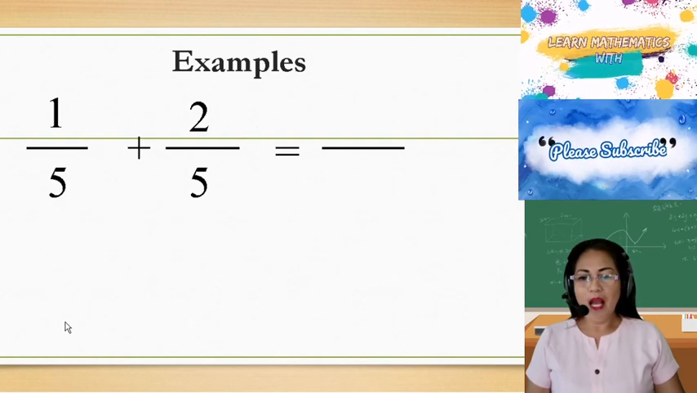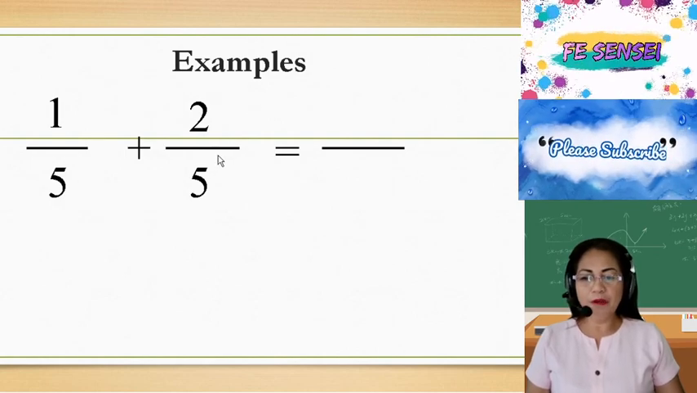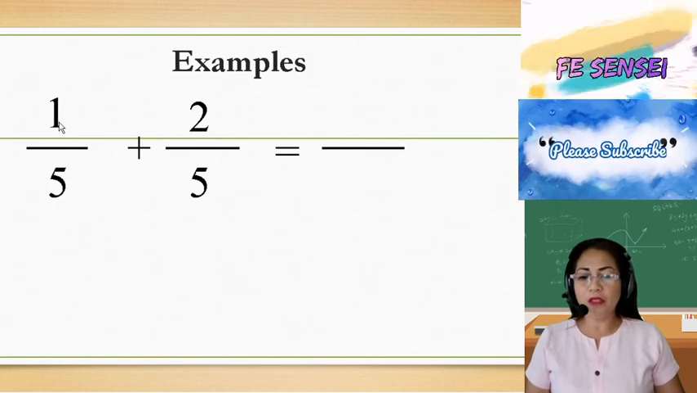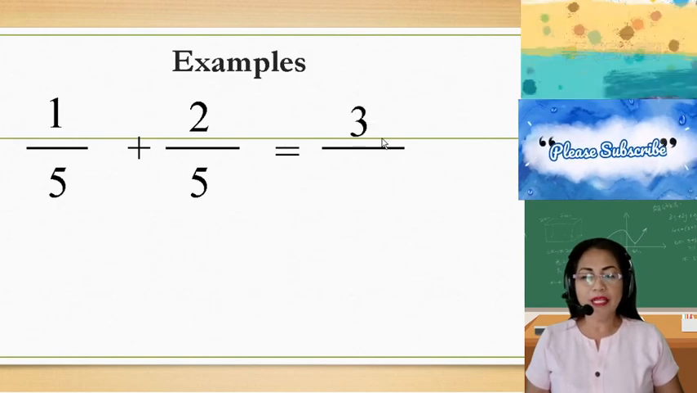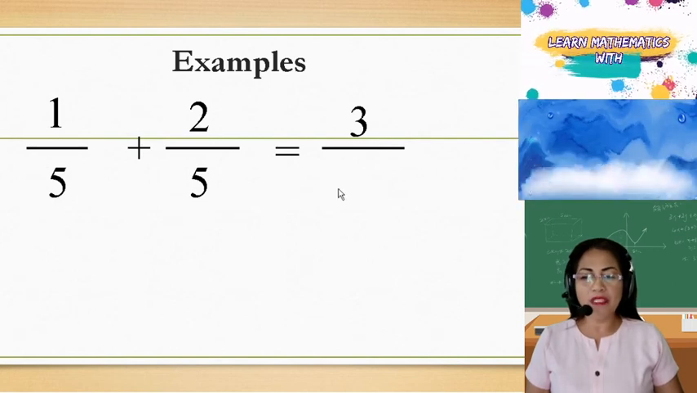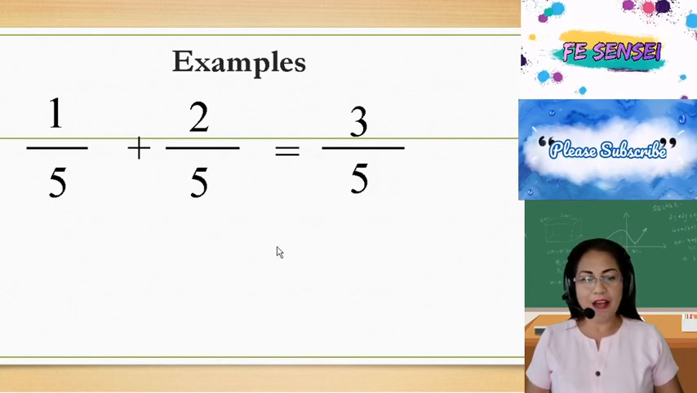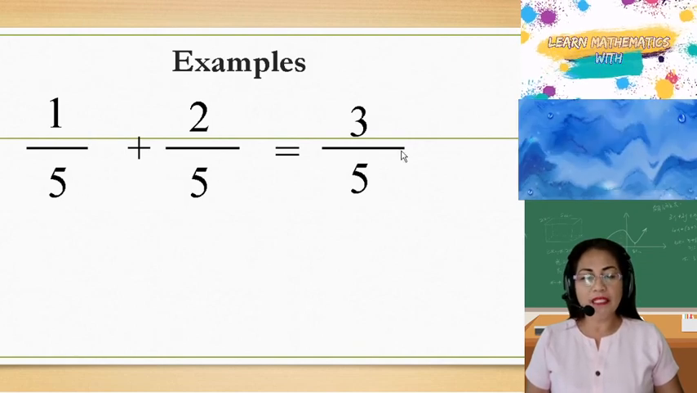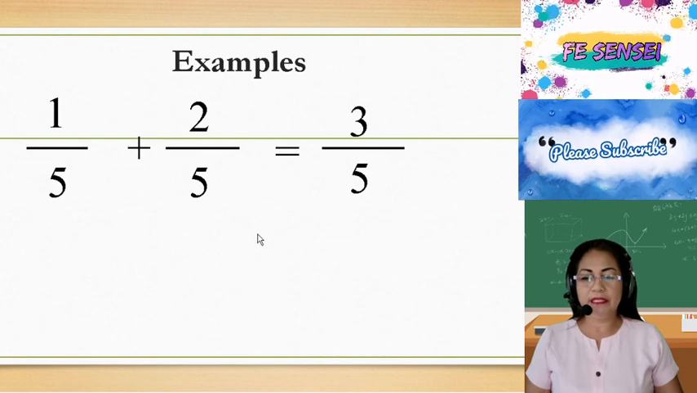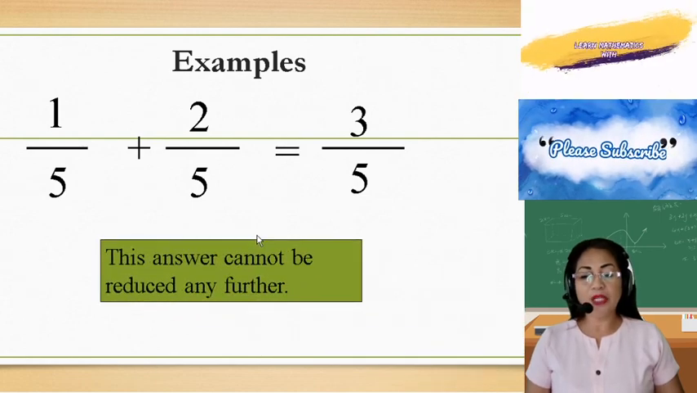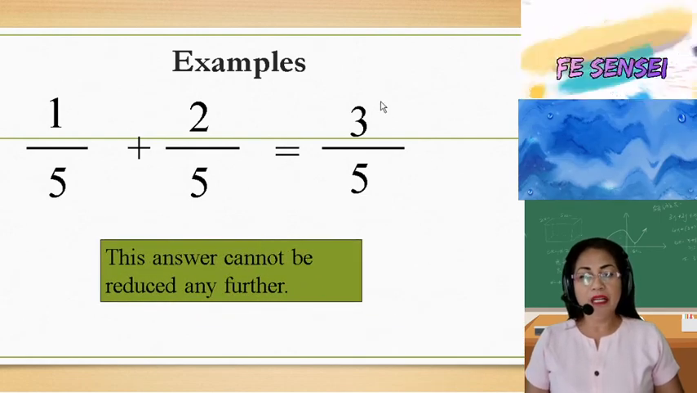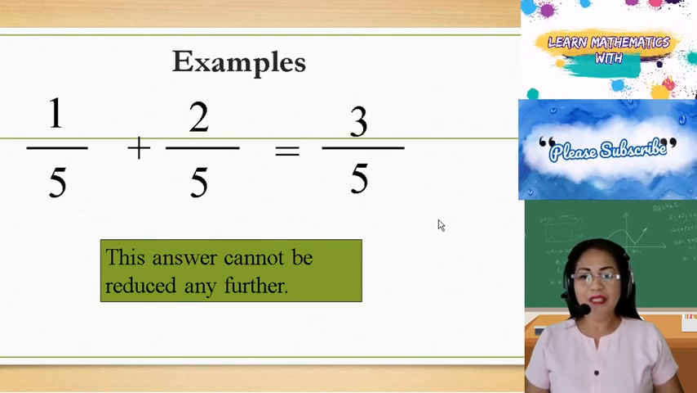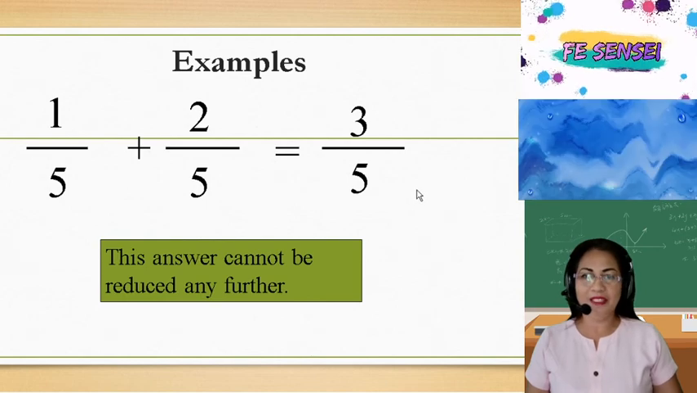For example, 1/5 plus 2/5 equals blank. Add the numerators, 1 plus 2 equals 3, and copy the common denominator, which is 5. So 1/5 plus 2/5 equals 3/5. This answer cannot be reduced any further because 3 and 5 are both prime numbers. So this is our final answer.